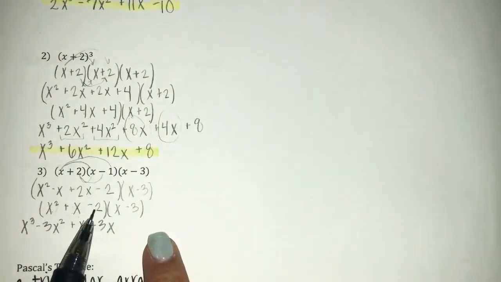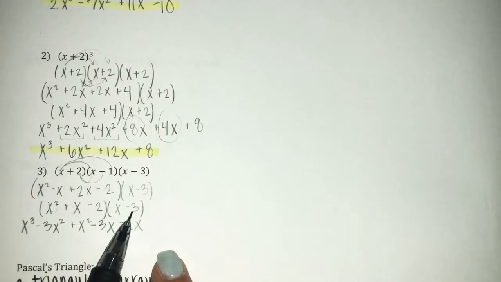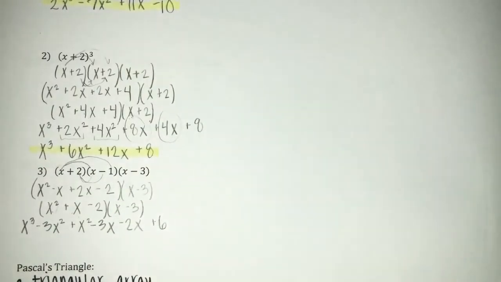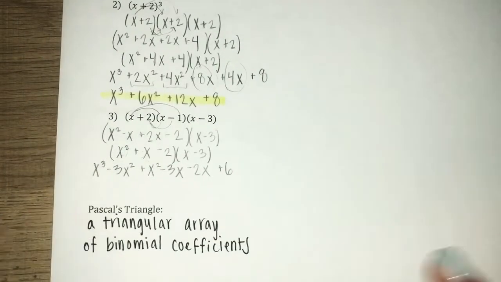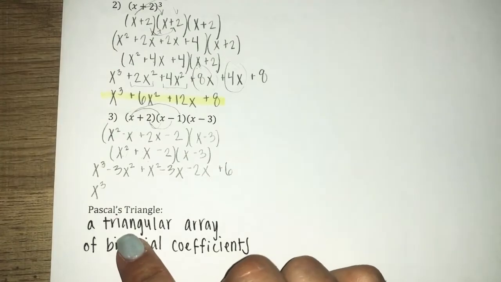We can move on to the negative 2. Negative 2 times x is negative 2x. And then negative 2 times negative 3 is positive 6. And then from there I can combine like terms. So x cubed, that's the only one of those, so I can just bring that down.